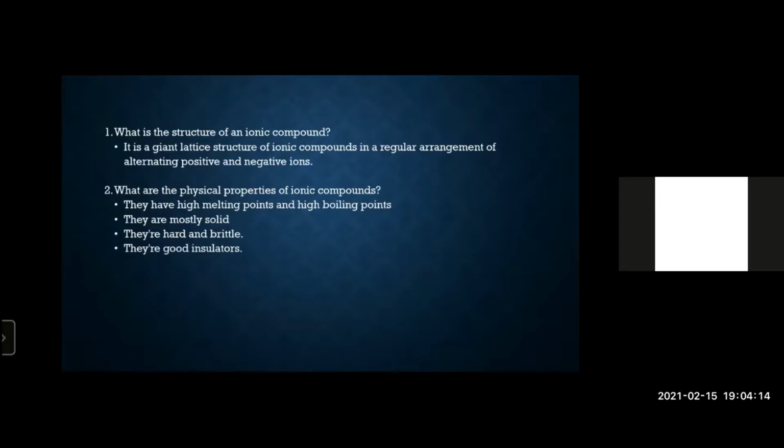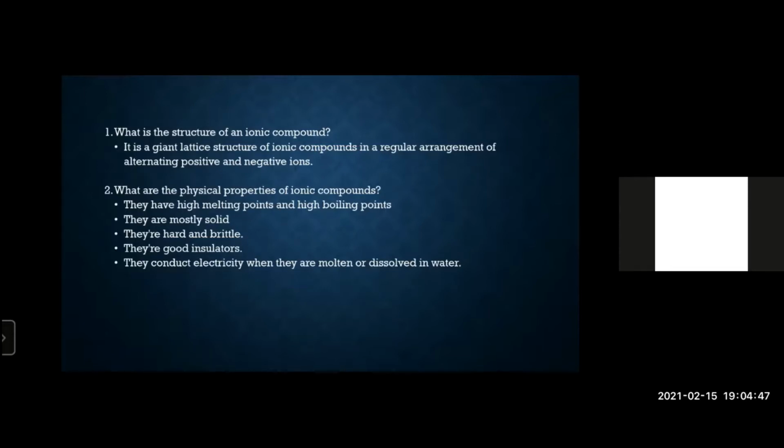Then they're also good insulators. Why? Well, conductivity is the flow of ions or electrons. Since the ions are held so tightly together in a lattice, they cannot move, so you cannot have a flow of ions, and since there are no free electrons, you cannot have a flow of electrons either. So they're good insulators. However, when you have ionic compounds in molten form, for example molten sodium chloride, or dissolved in water, for example aqueous sodium chloride, then they conduct electricity.